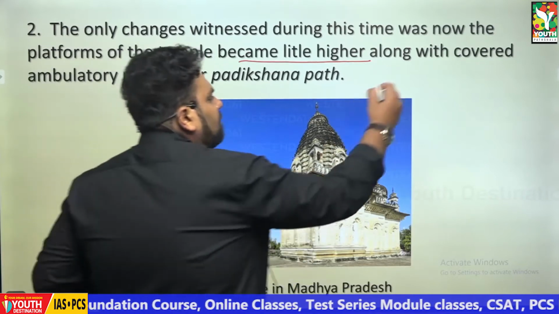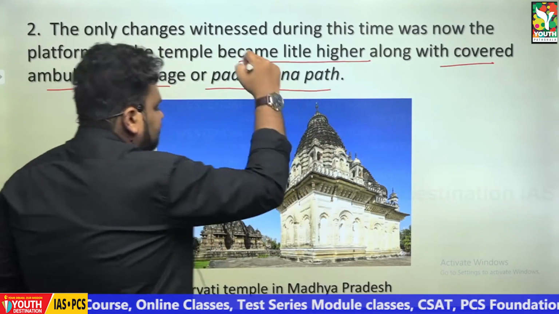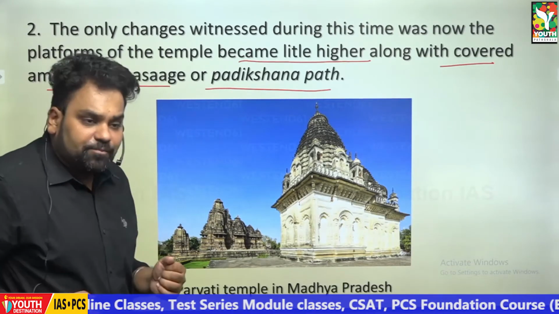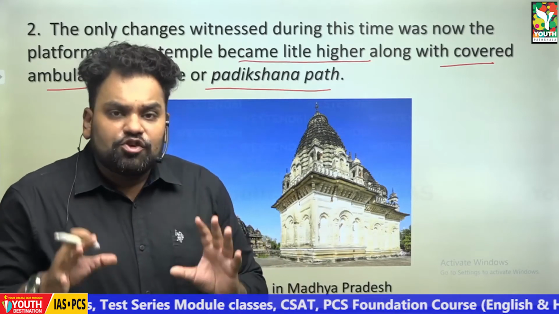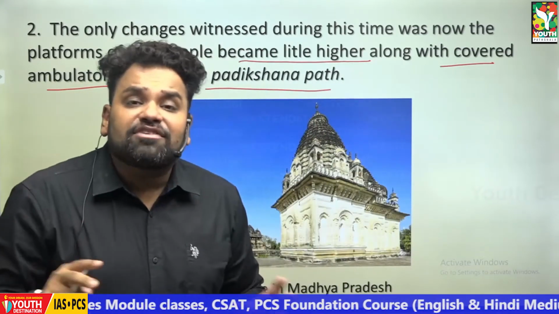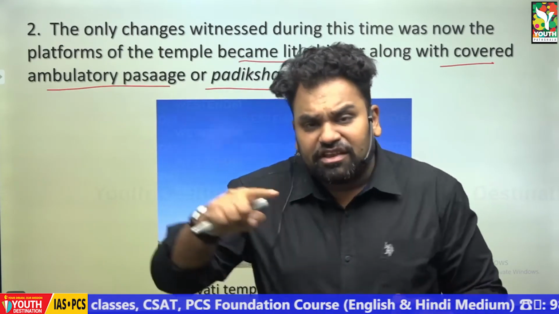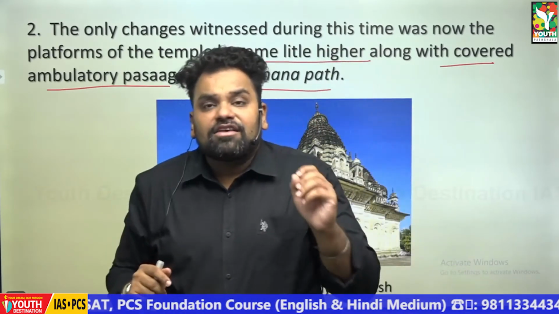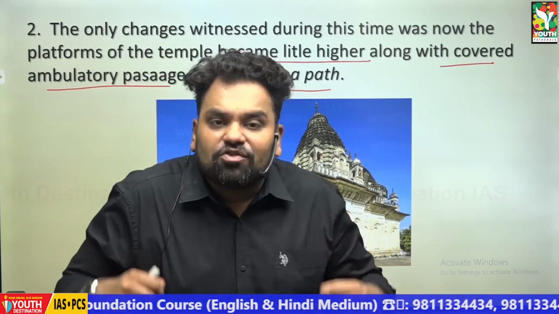And secondly, now there was a covered ambulatory passage, or the Pradakshina path. What is that? Everybody has been to the temple, and in the temple, you must have done parikrama around the main sanctum sanctorum, the main garbhagriha, right? There's this garbhagriha in the middle, and people go around that garbhagriha in a circular motion. That parikrama is known as pradakshina, which we do by our own feet.